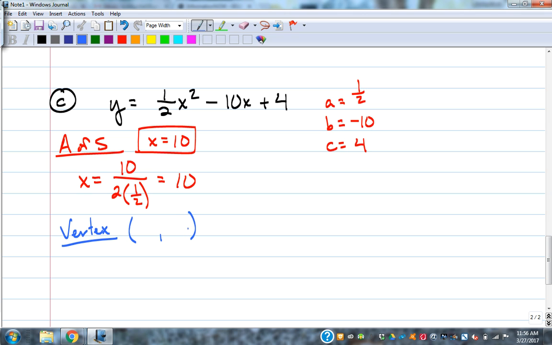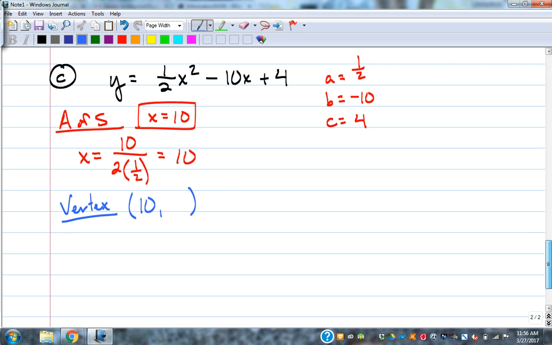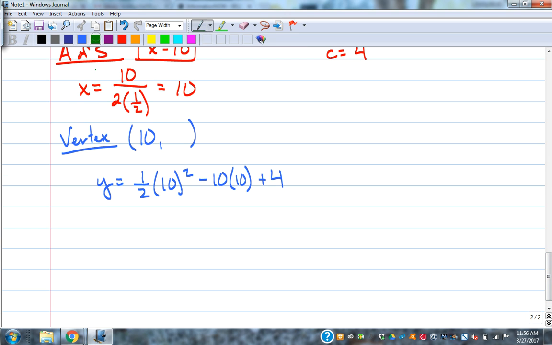has what as the x value? 10. We just need to find the y value that goes with that. It's really hard. Oh, this is not hard. This is easy. All right. So how do we get the y value that goes with that? Plug it back in. That's all we have to do. It's the same thing every time. 1/2 of 10 squared minus 10 times 10 plus 4. Half of 100 minus 100 plus 4.